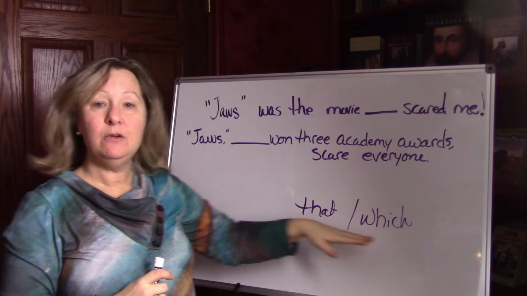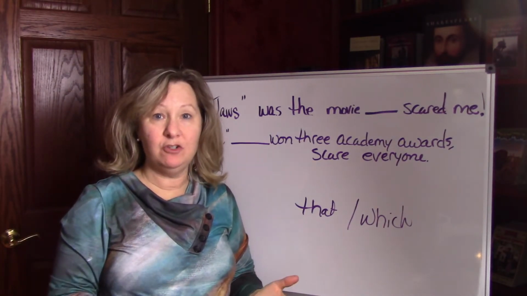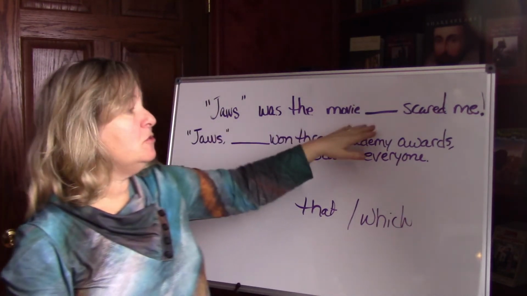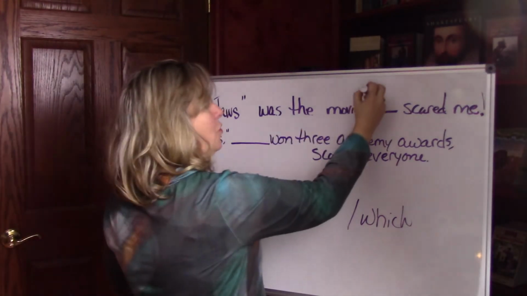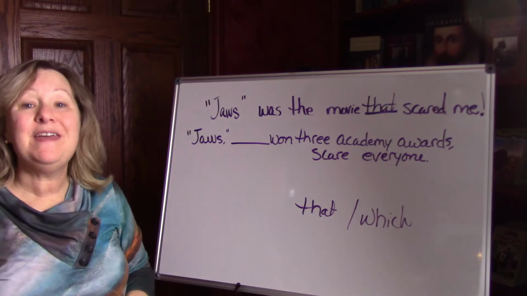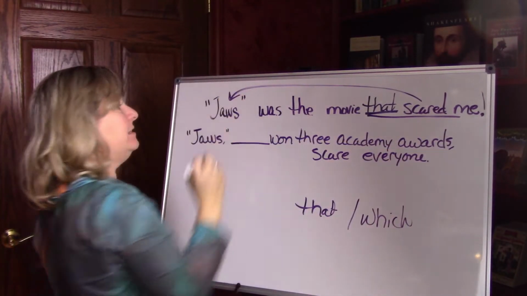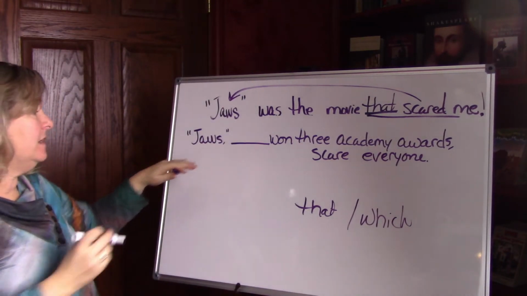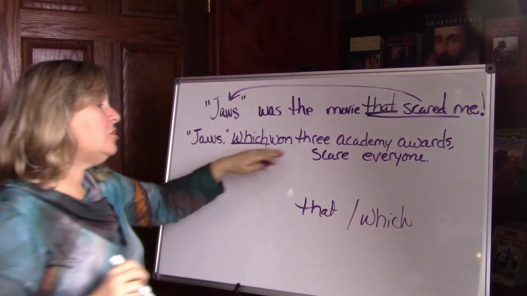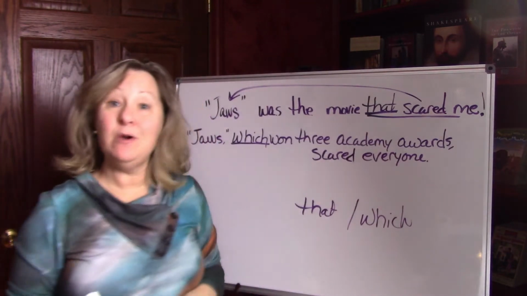Now, that and which is a little bit different, but it's just as easy to remember once you know the trick. Let's look at a couple more sample sentences. Jaws was the movie, and I'm just going to tell you, the word that goes here is that. Jaws was the movie that scared me. That scared me, relative back to Jaws. Jaws, here we're going to use which. Jaws, which won 3 Academy Awards, scared everyone.